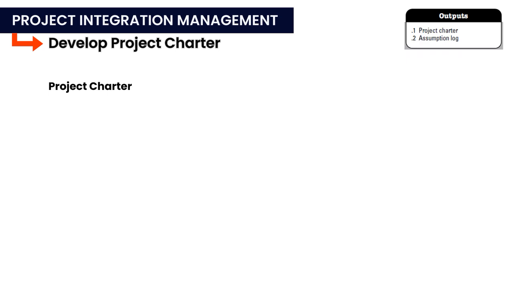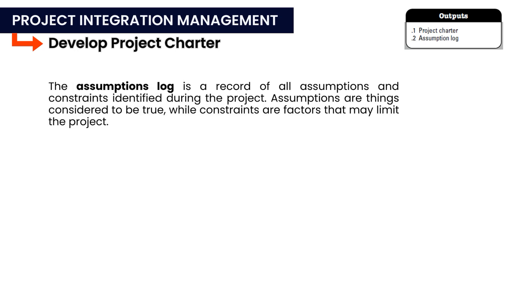Now let's discuss outputs. The first one is the project charter, which we have already discussed in the beginning of this video. However, you might have noticed that we have another output in the output window, that is the assumptions log. So what is the assumptions log?